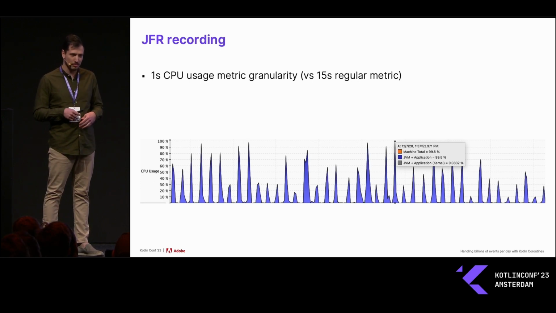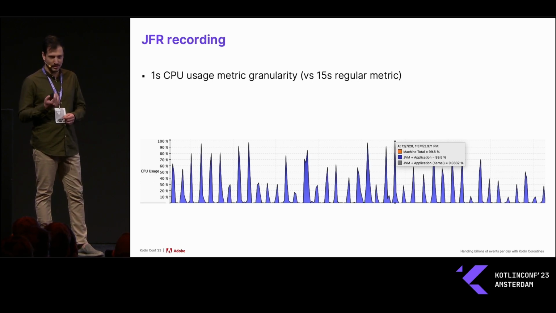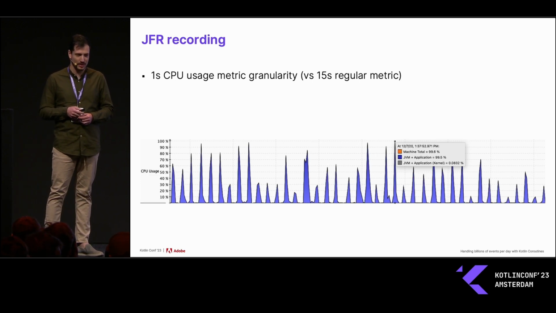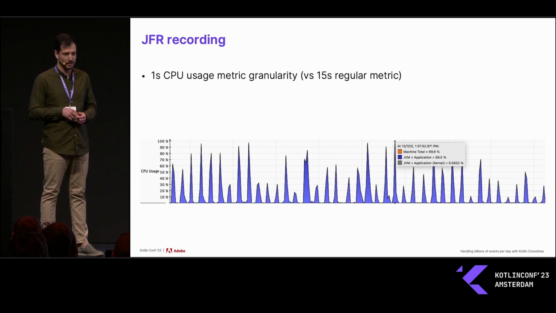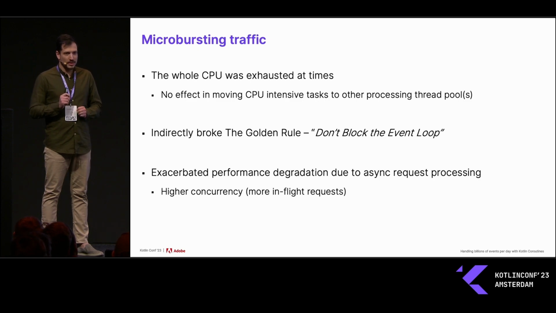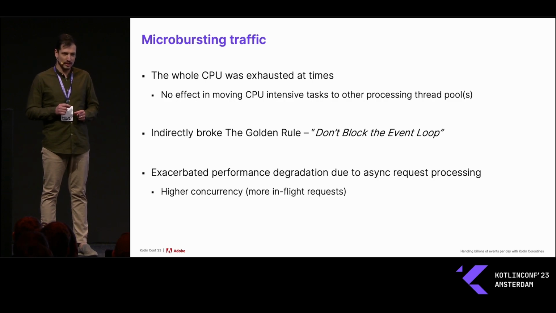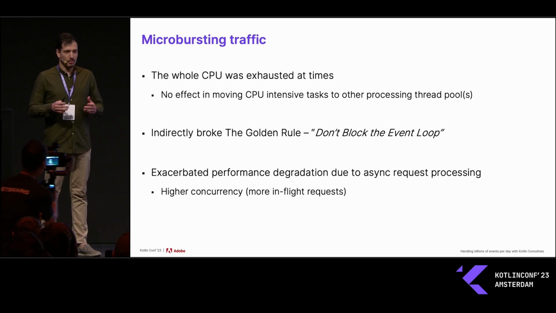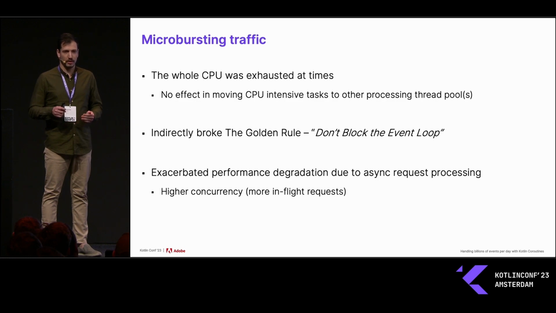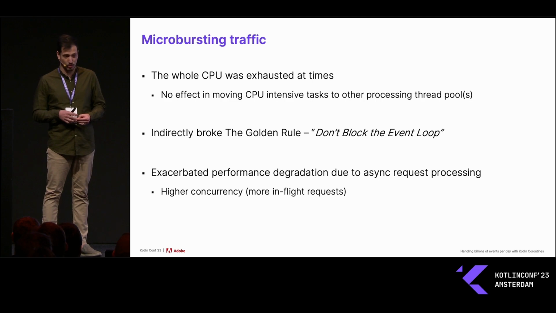affected by CPU contention, but during short periods of time. We didn't spot this from the get-go, as our regular metrics report an average over 15 seconds, which yields the 30% CPU usage we've seen before. So basically, our application is impacted by microbursting traffic, and during those short, intensive periods of time, we're actually blocking the event loop by exhausting all the available CPU. And the effects were increased with respect to the synchronous version due to how asynchronous request processing works.